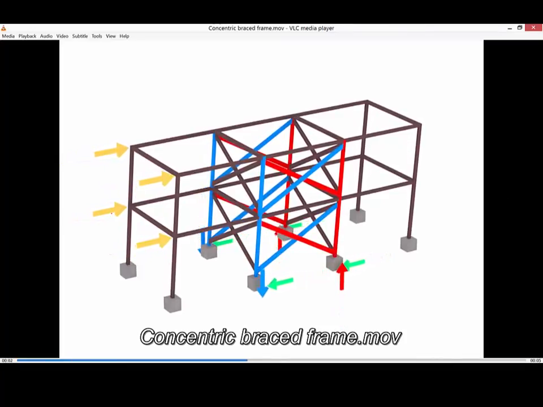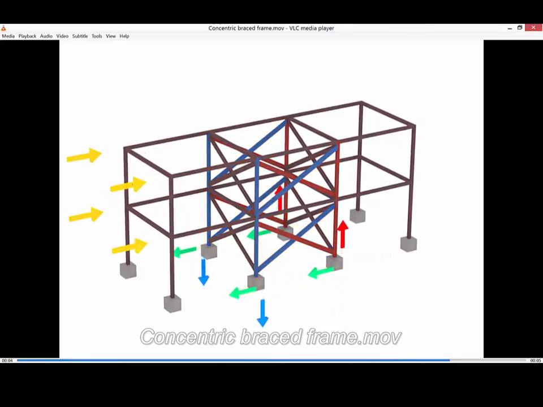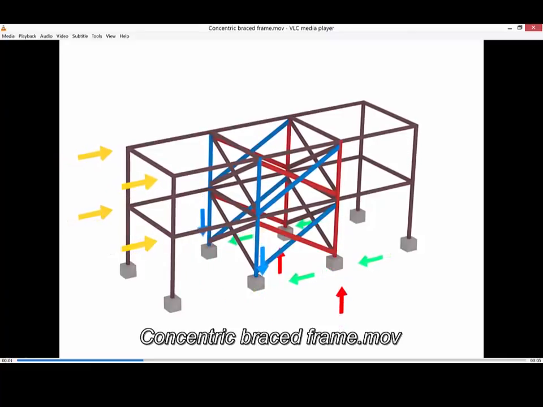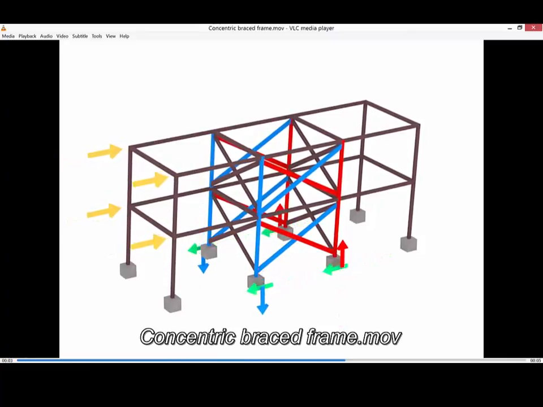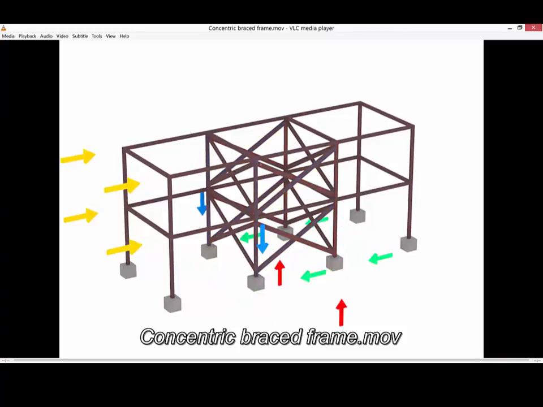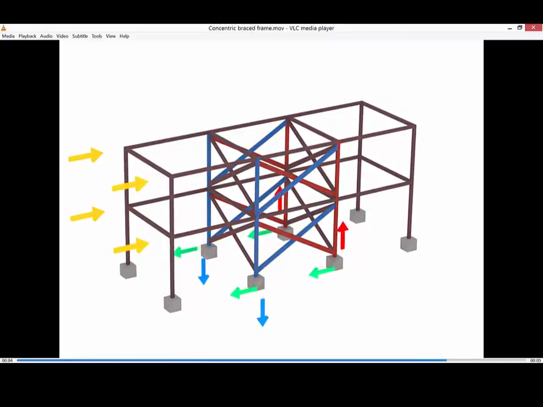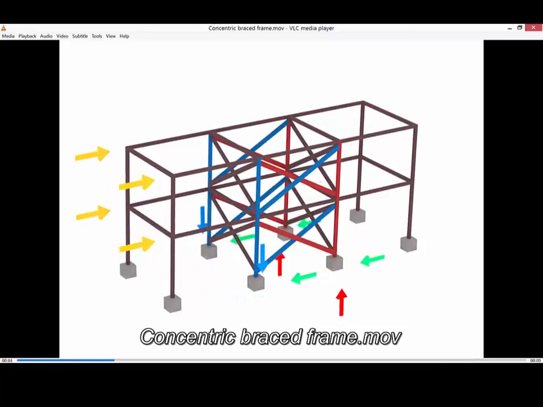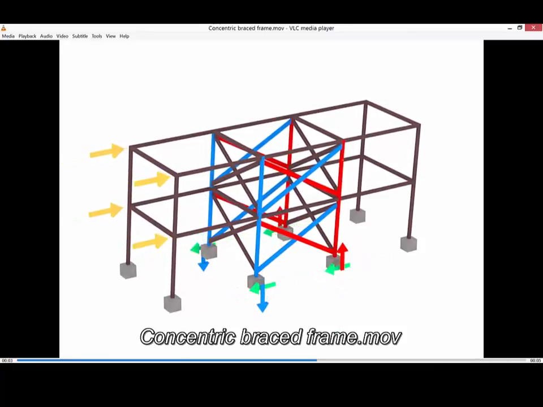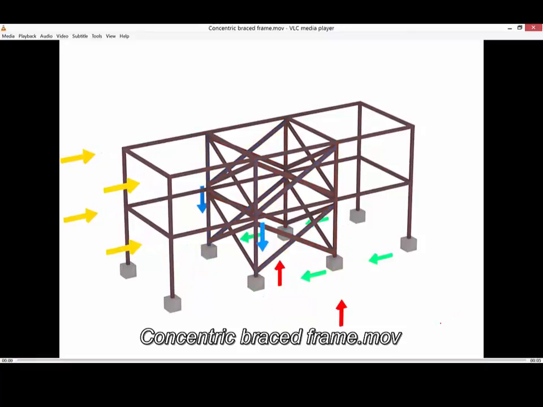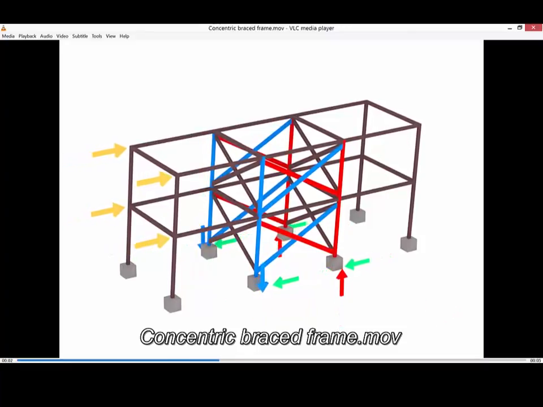What you see here is that the load is coming from left to right, and the columns within the brace frame here on the left are going to be in tension. The brace connected in this direction is going to be in tension, and the brace in the opposite direction is going to be in compression. And this column on the right also is going to be in compression. Then, as you see, this is how it will work.